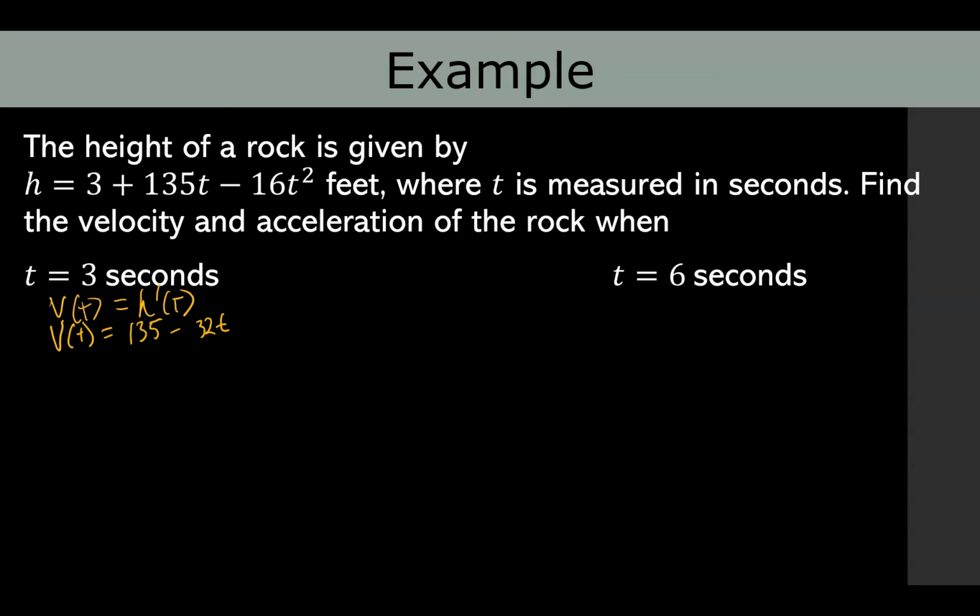That's a pretty easy derivative. The derivative of 3 with respect to time is 0. The derivative of 135t with respect to time is 135. And the derivative of negative 16t squared is negative 32t. And so if we want the velocity at 3 seconds, we just put 3 in for all the t's, evaluate, and we get 39 feet per second.